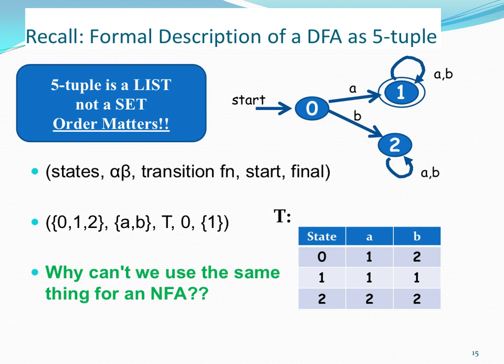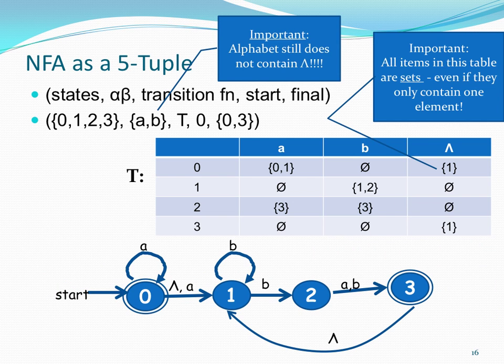And the answer is we are close, but we're not quite there. Because if we have an NFA, we could have, say, 2 ways to leave state 0 with the symbol A. And we don't have a way to represent that in this table. Okay? So we need to change our formal description of a DFA in order to be able to represent an NFA formally. So as you might have guessed, it's going to be very, very close, but it's not exactly the same.